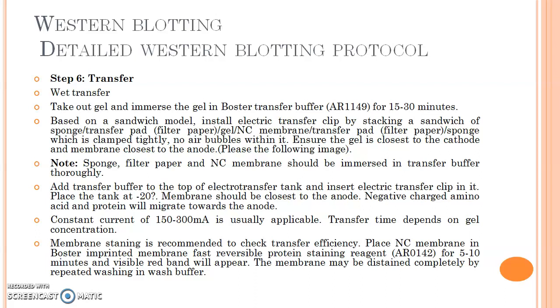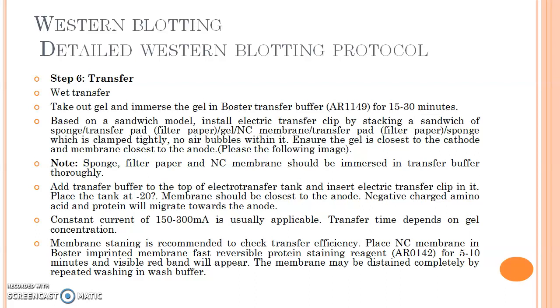Add transfer buffer to the top of the electrotransfer tank and insert the electric transfer clip in it. Place the tank at 20 degrees Celsius. Membrane should be closest to the anode. Negatively charged amino acids and proteins will migrate toward the anode. A constant current of 150 to 300 mA is usually applicable. Transfer time depends on gel concentration. Membrane staining is recommended to check transfer efficiency.